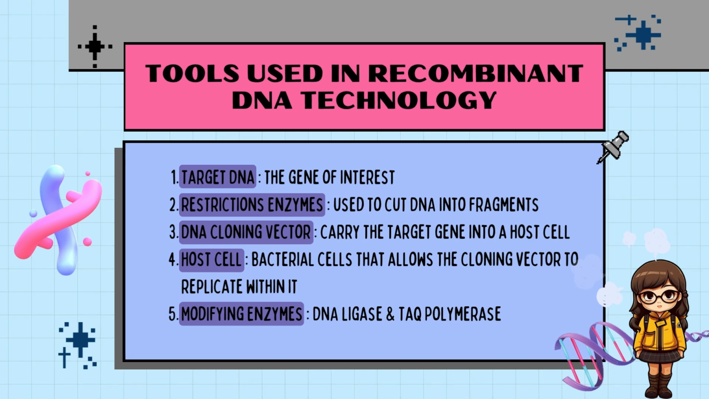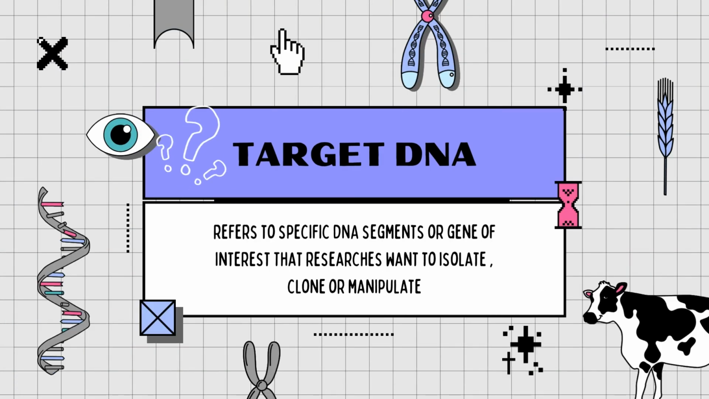Let's go through one by one, you all. So, the first one is target DNA. Target DNA refers to the specific DNA segment that we want to isolate, or maybe the gene of interest.